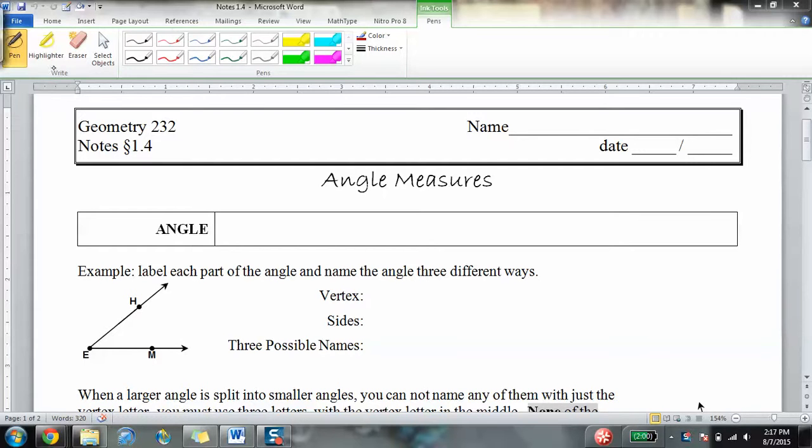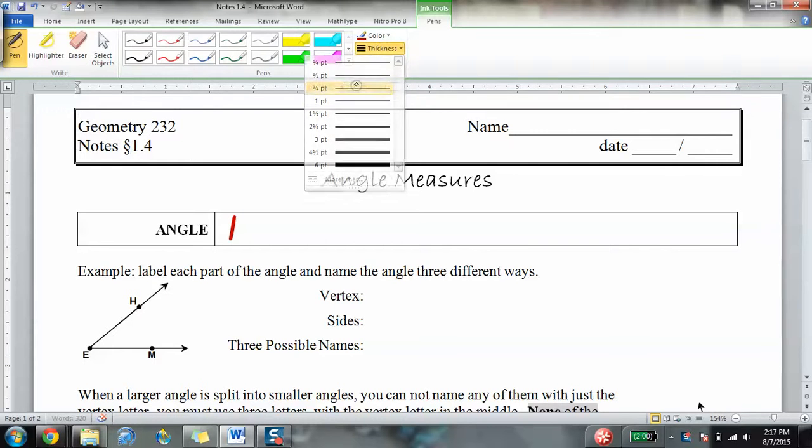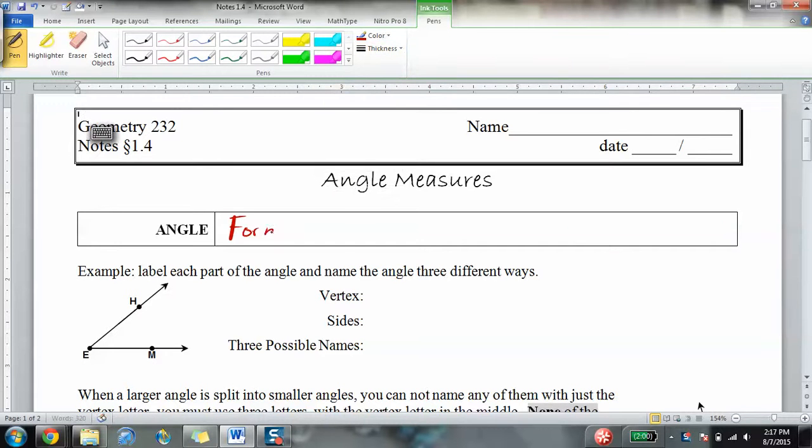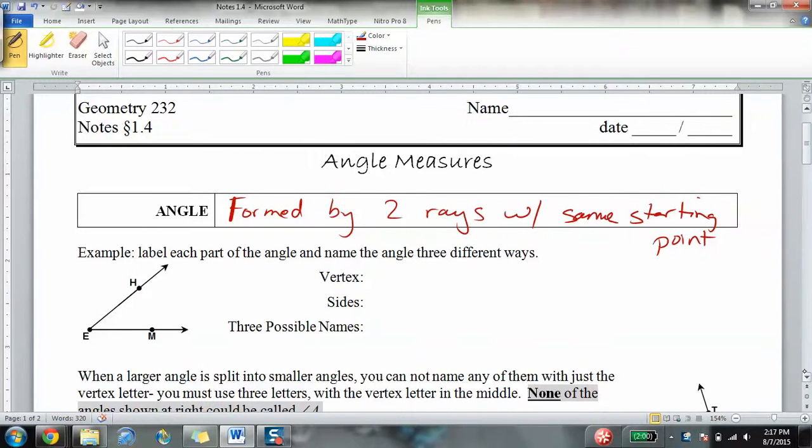So the formal definition of an angle is that it is formed by two rays with the same starting point. So down here we have an angle. I've got two rays coming from the same point E that forms an angle.